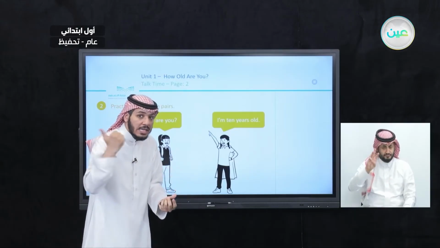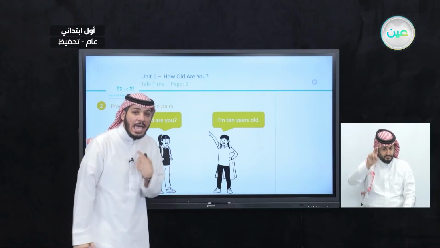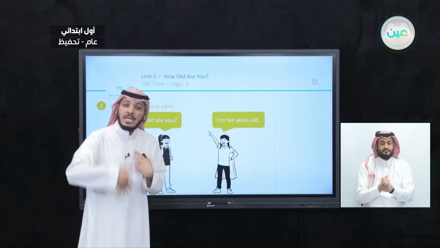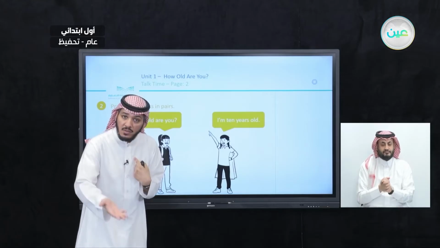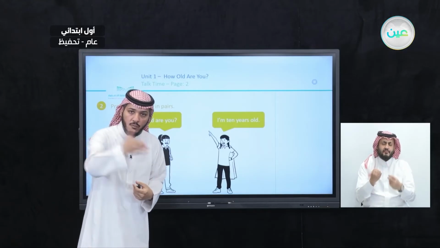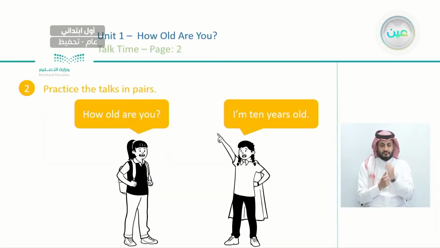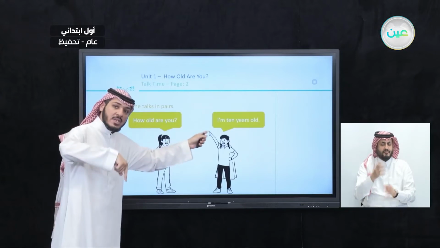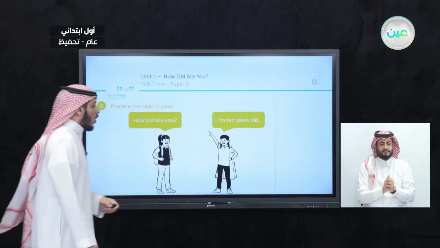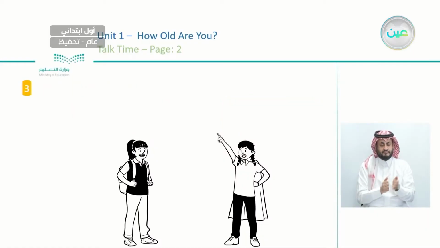And he or she will say what? I am 30 years old, 20 years old, 10 years old, 5 years old. Okay, so you can say any number of your age. So again, how old are you? And the other person will say what? I'm 10 years old.